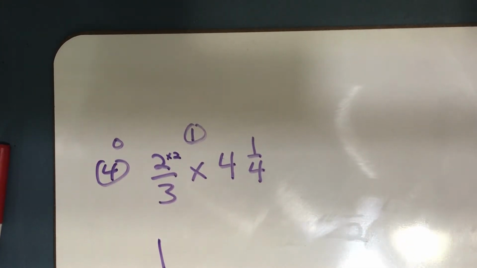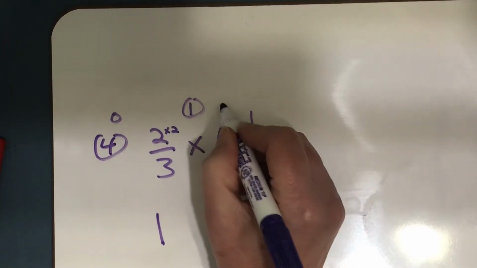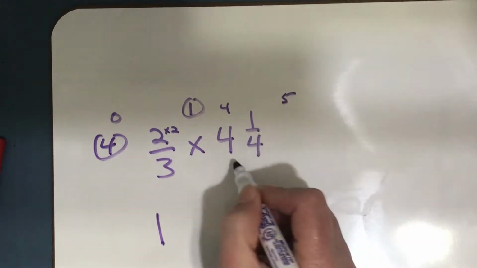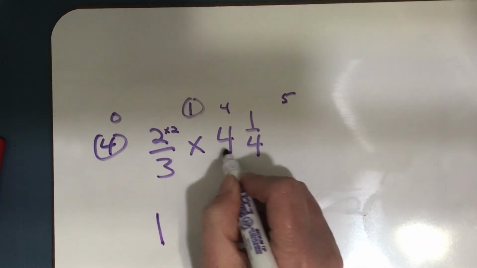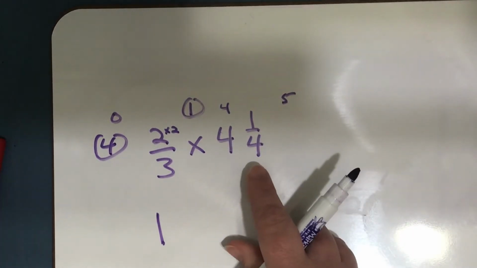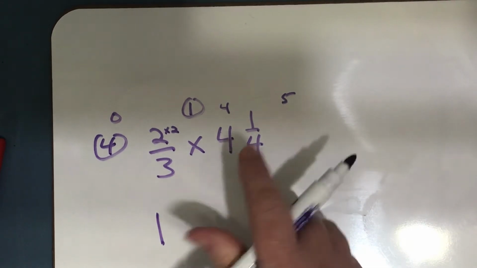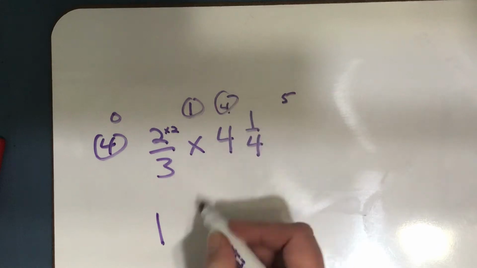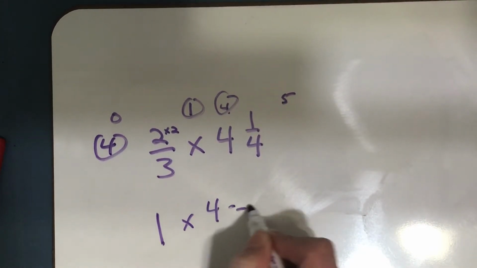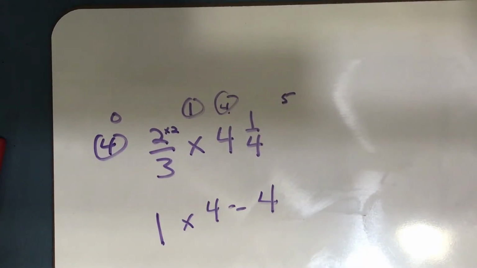Okay, and then 4 1/4 comes in between 4 and 5. Remember, it's always the whole number and then the next whole number. All right, 1/4, I know that 1/4 is less than half because 2/4 is half. So this will round to 4. So 1 times 4 equals 4. So that's how you'll do that section. And we'll go on to the next section that you're going to do.